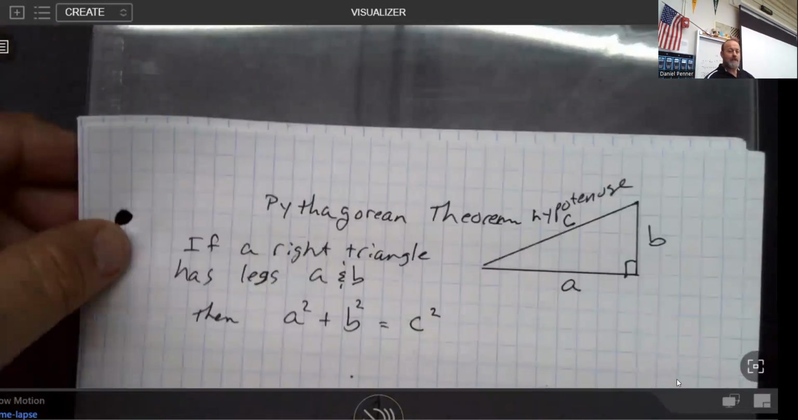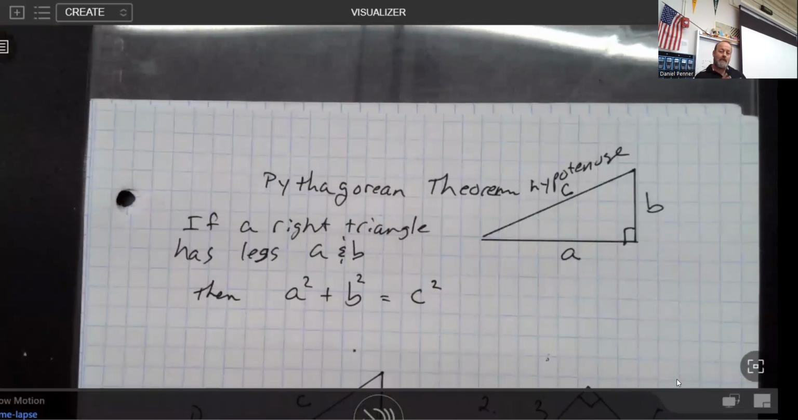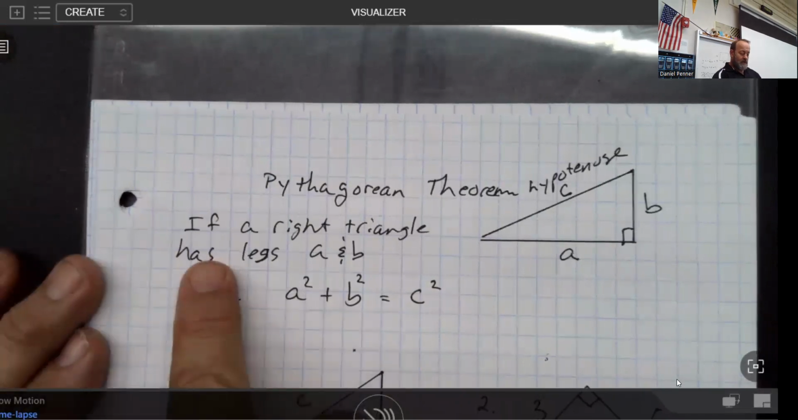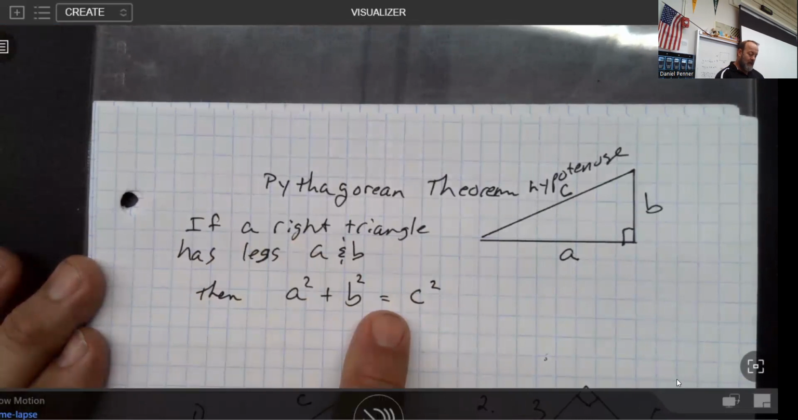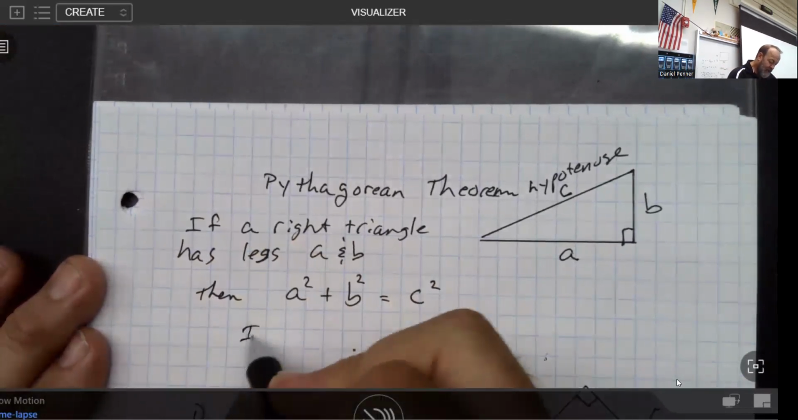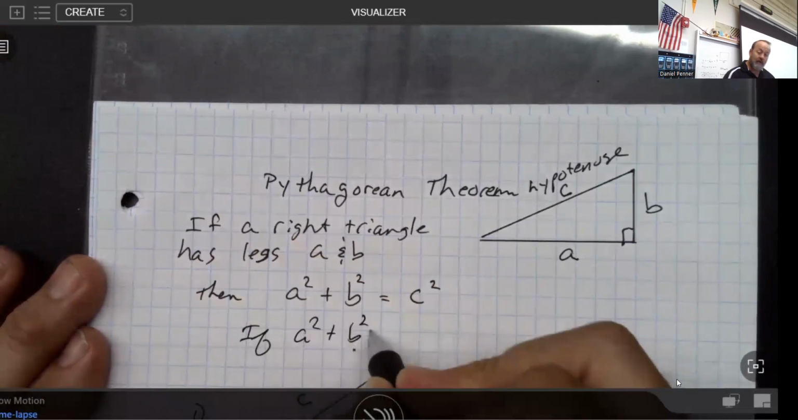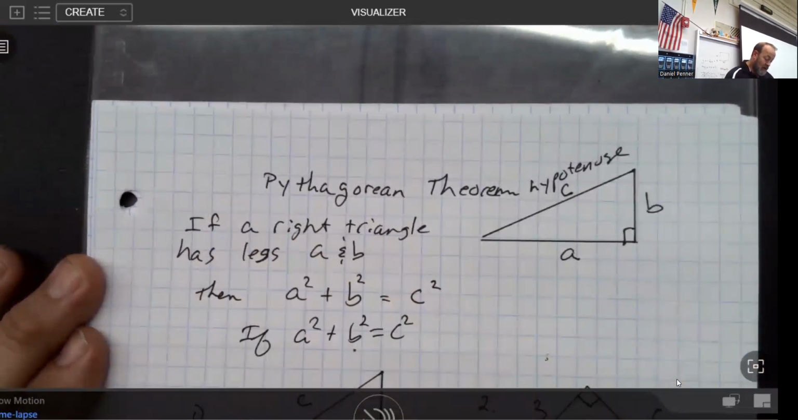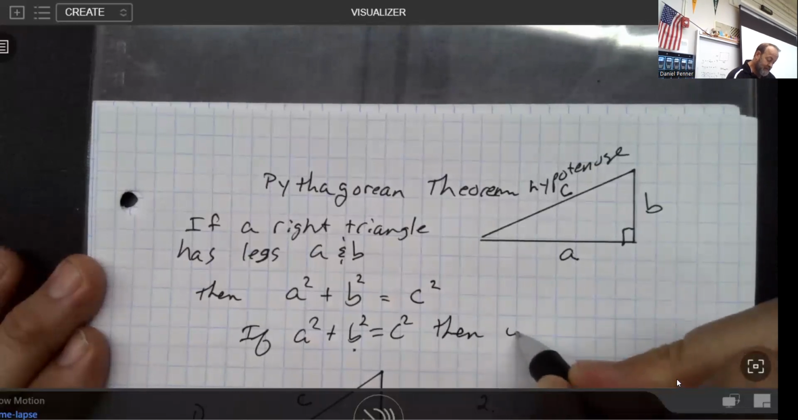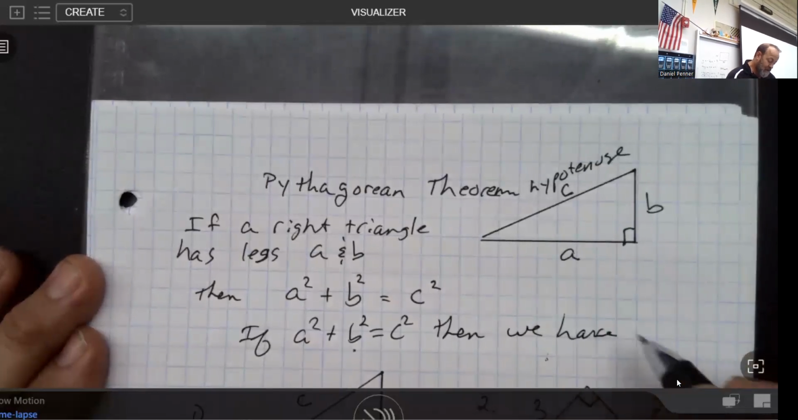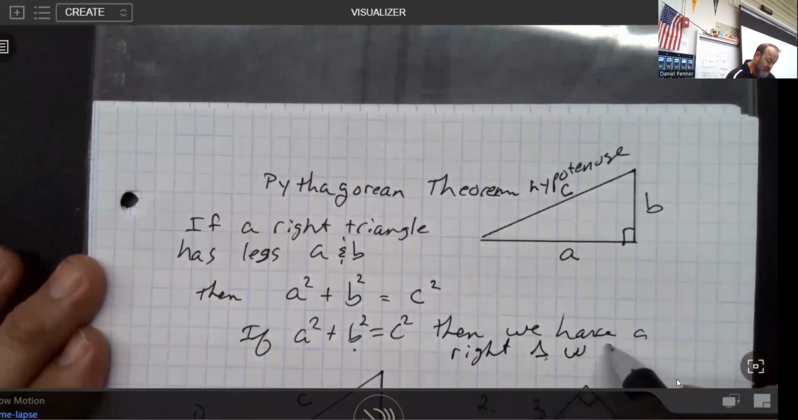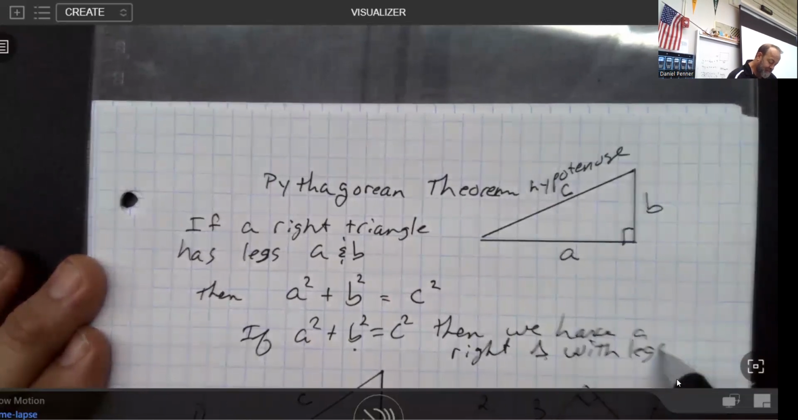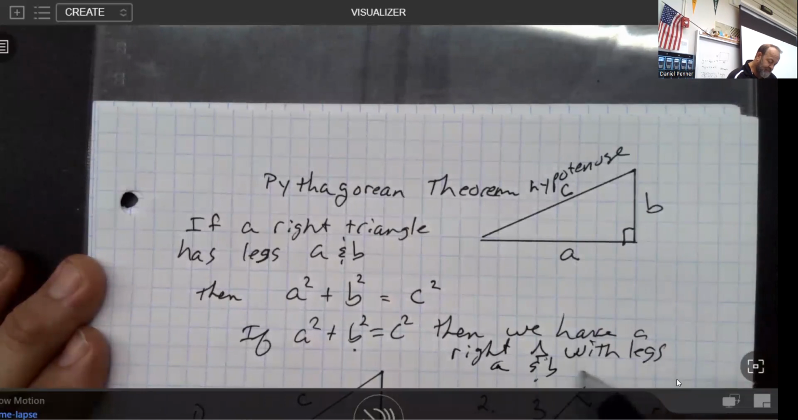Now, this is the part that is really interesting for a lot of people, is they don't realize that the Pythagorean theorem is a two-way street. If the right triangle has legs, this one works, but it also goes backwards the other way. If A squared plus B squared equals C squared, if you can actually make it work, then we have a right triangle with legs A and B and hypotenuse C.